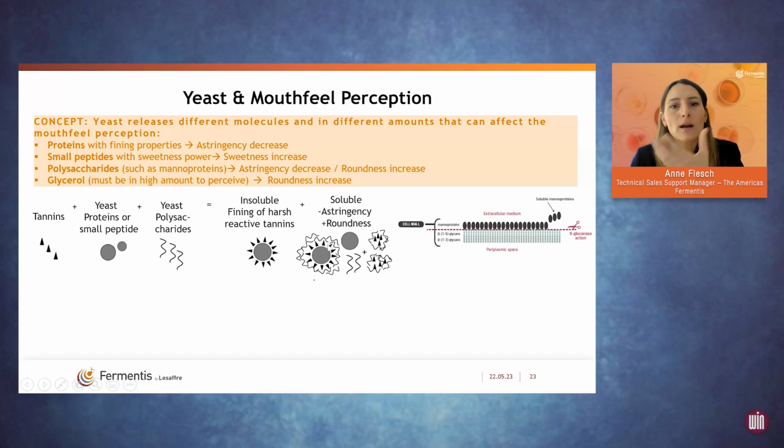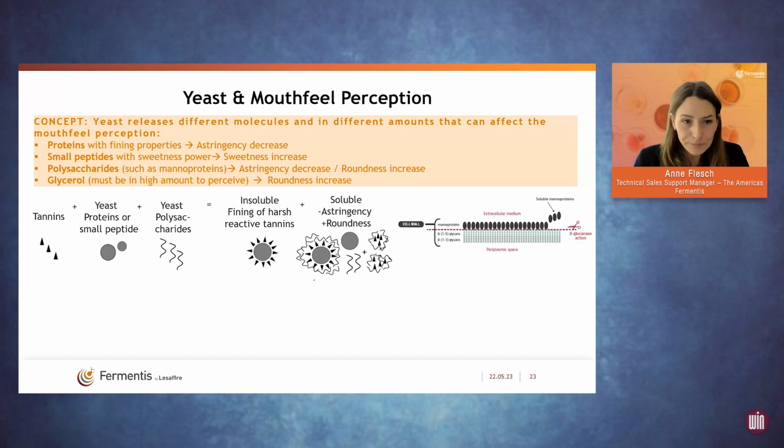Yeast will also release some small proteins that can take away from the wine some tannins that can be overly astringent, for example. Yeast can also release some small peptides that have been proven to bring a sweetness power, really increasing the volume and sweetness of your wine.